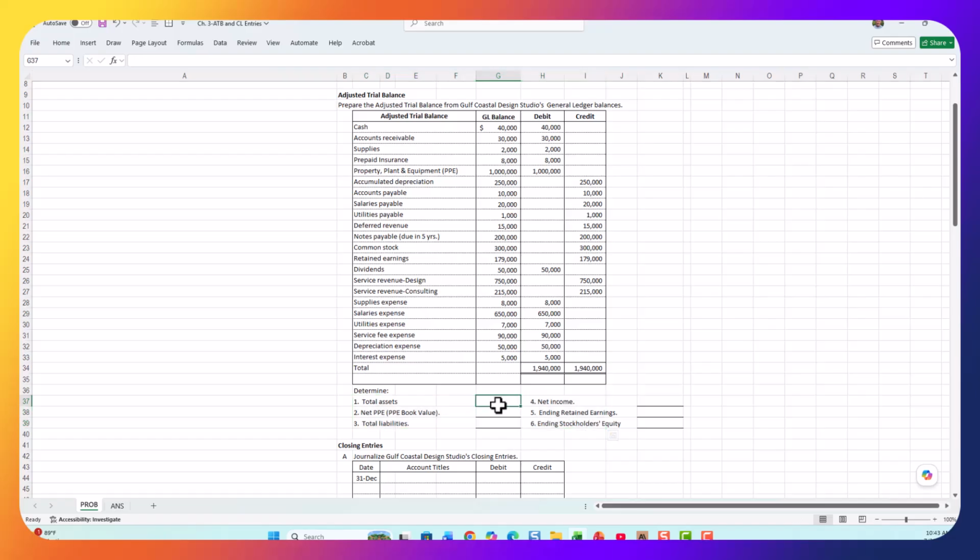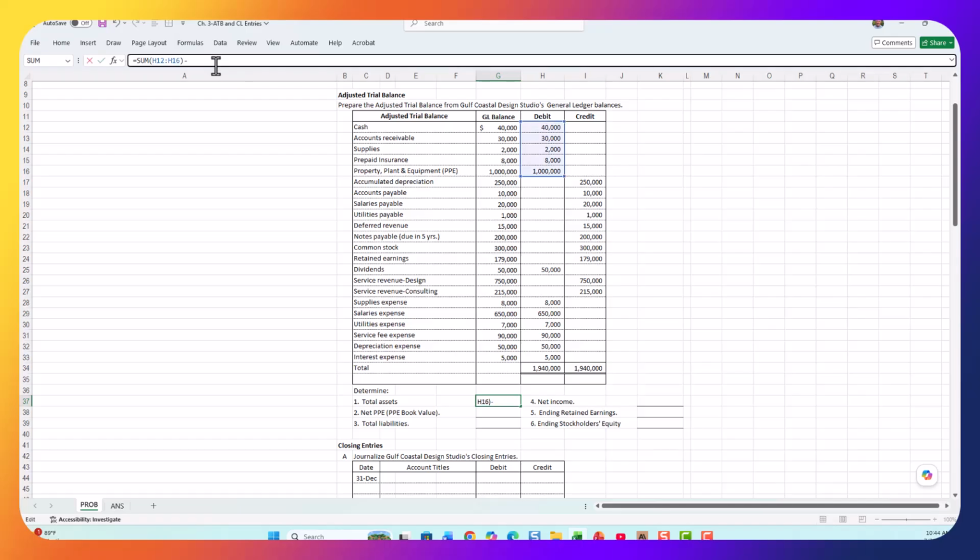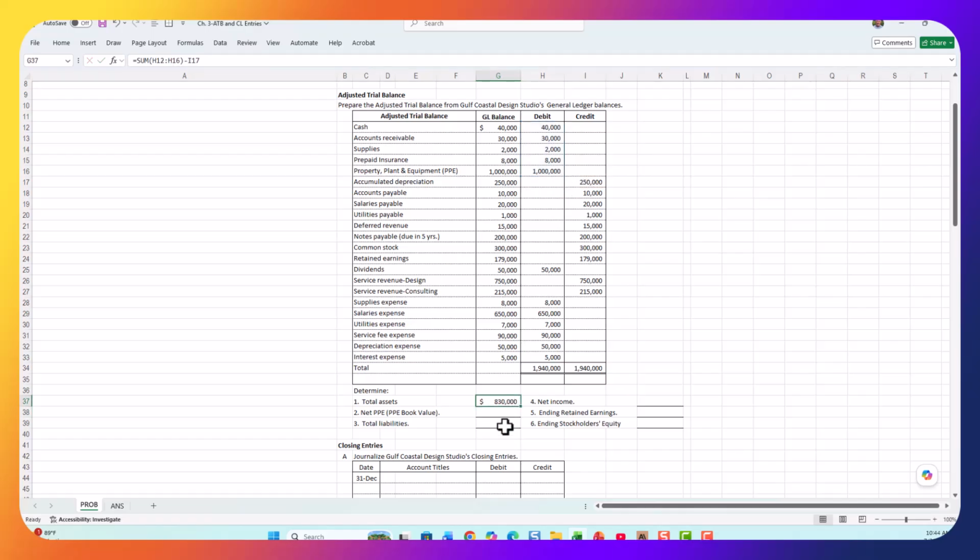Total assets. To get total assets, we're going to add cash, accounts receivable, supplies, prepaid insurance, and property, plant, and equipment, or PP&E. They add up to $1,080,000. Subtract out the contra asset accumulated depreciation for $250,000, since it reduces what our assets are actually worth, and we get total assets of $830,000.